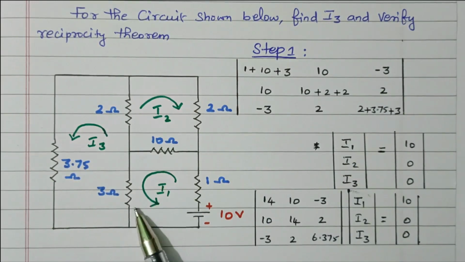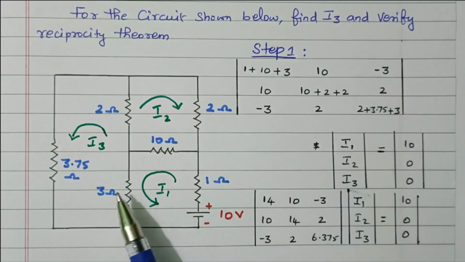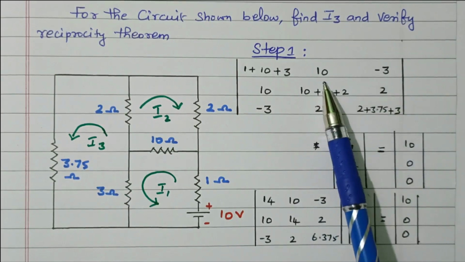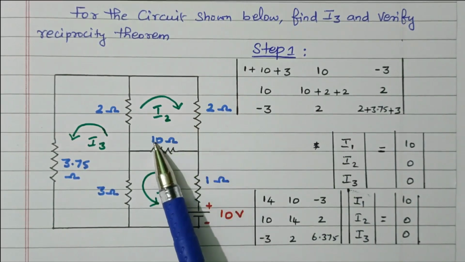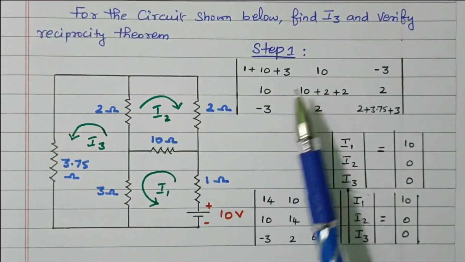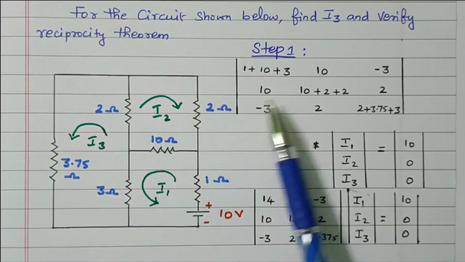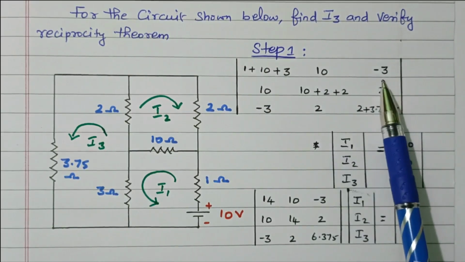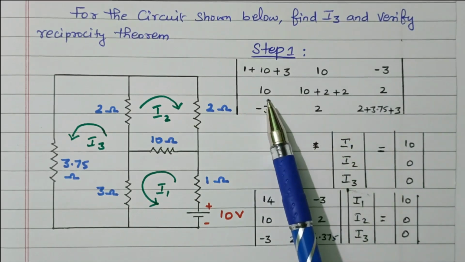Based on the current direction, it is given plus 10 or minus 10, right? If both the currents are flowing in the same direction, then it is minus. Opposite direction means 10. See, this current is flowing in this direction, this is also flowing in this direction, same direction, so plus 10. See here, this current is flowing downward, this current is flowing upward, so that is minus 3, right? Same direction is positive, opposite direction means negative, right? So this is nothing but R21.